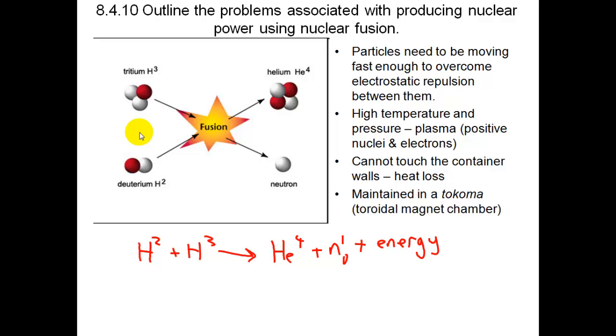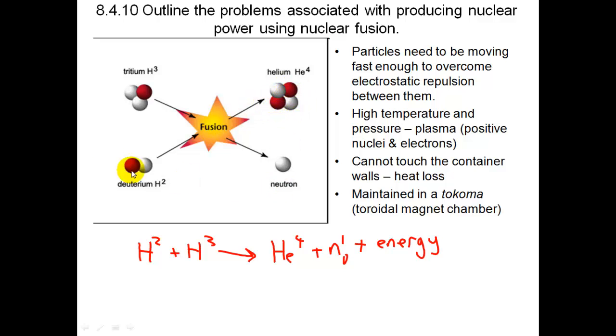And they must be at such a high temperature that they can't even touch the walls of the container that they're in, because then it will cool them down too much, and this plasma, this ionized substance, will react with the walls. So it has to be kept in basically a magnetic chamber called a tokamak, which is like a donut shape. Here we have hydrogen-3 and hydrogen-2, which is tritium and deuterium. They fuse and produce lots of energy and make helium and a neutron.